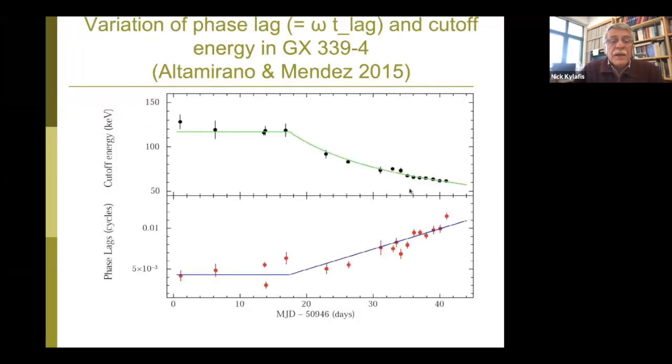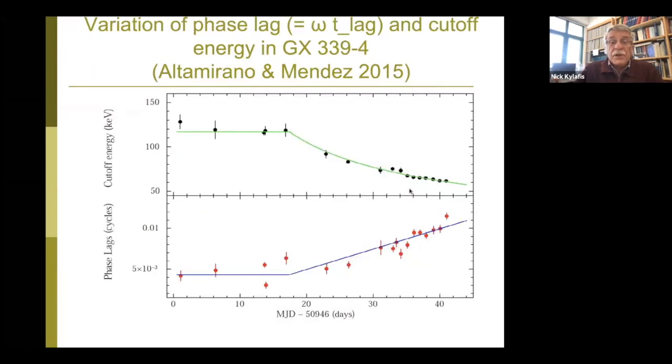Okay. Now, Altamirano and Méndez in 2015 observed this particular source, GX 339-4, the well-known one, as a function of time, and measured the cutoff energy, let's say the temperature of the Comptonizing plasma, and the phase lag, which is proportional to time lag, as I discussed. And these two were constant for some time. And then the cutoff energy decided to decrease from 120 to go down to 60. And the phase lag increased, and therefore the time lag increased. Now you see that the two are correlated.